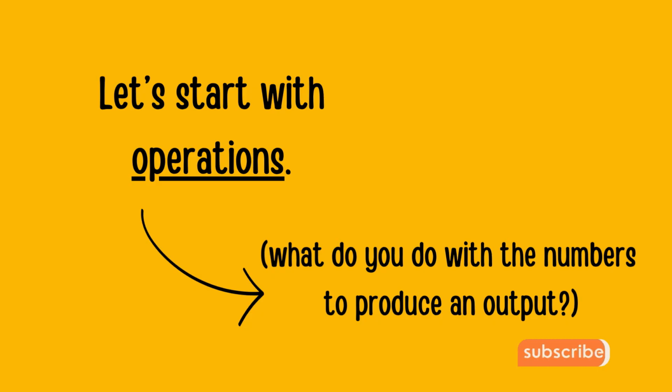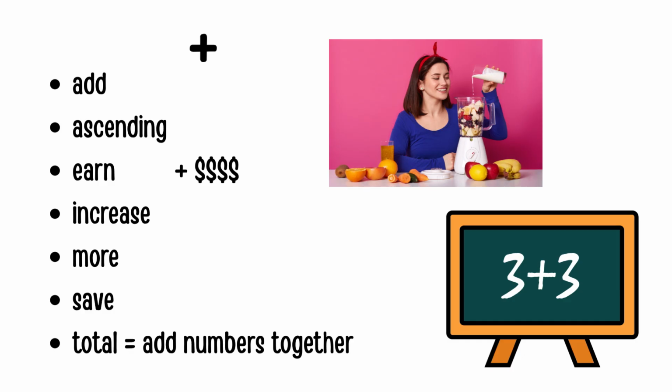We're going to get started with operations. In other words, what do you do with the numbers to produce an output? When you see this sign that looks like a cross, we know that it means we're going to add. Listed here are more terms that mean the same as adding or increasing, such as ascending, earn, increase, more, save, total, which is adding all of your numbers together.